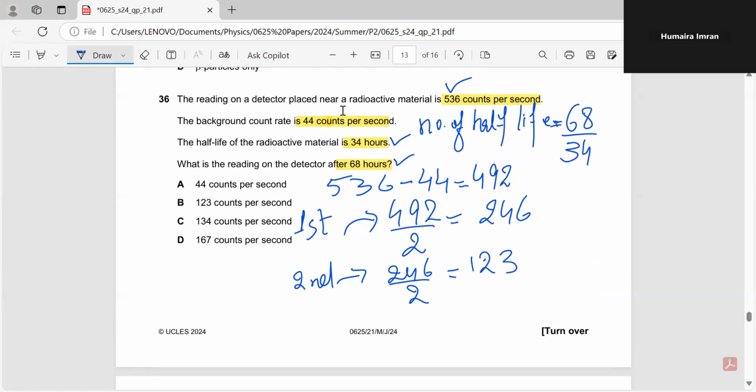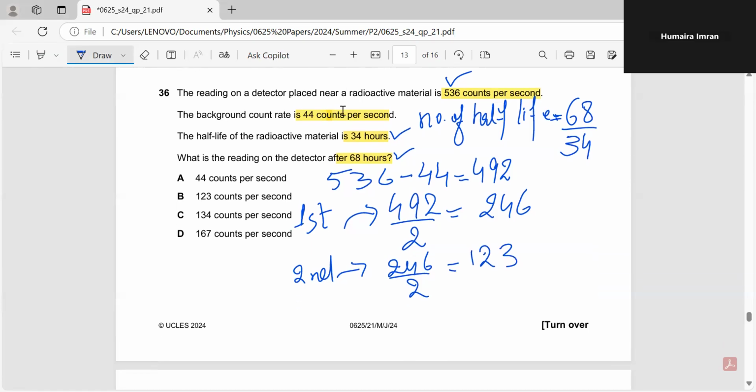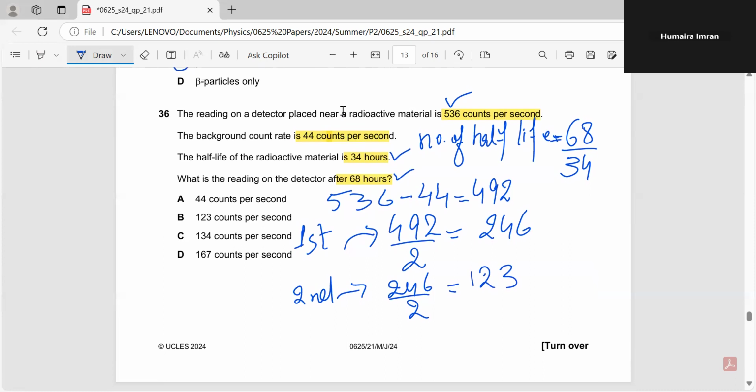But this is not the final answer. We have to add the background radiation to this reading as well. This is our final step, plus 44, and the answer is 167.